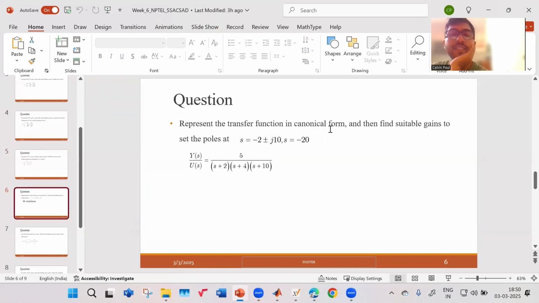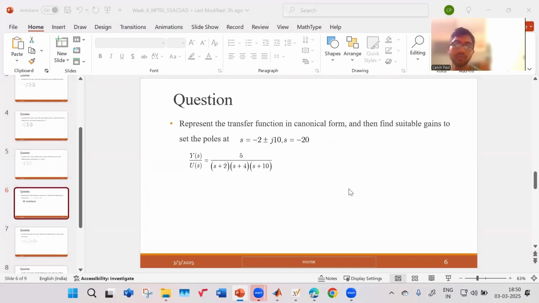Okay, so now we will consider a system. We have to represent this transfer function in canonical form and find the suitable gains to set the poles at these locations. Yeah, procedure is clear. Only implementing is very, very tedious, very, very difficult. That I'll admit. Okay. So now we have to place the poles at this location, and this is our transfer function. So they are telling us to first represent it in canonical form, and then we have to find the gains to set these poles.